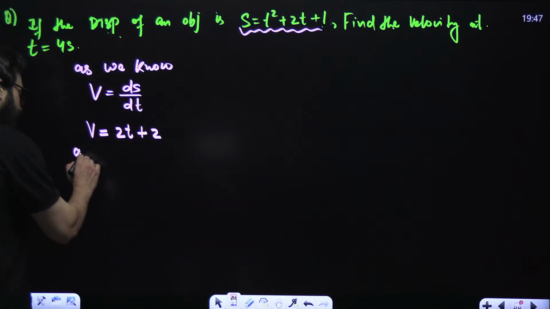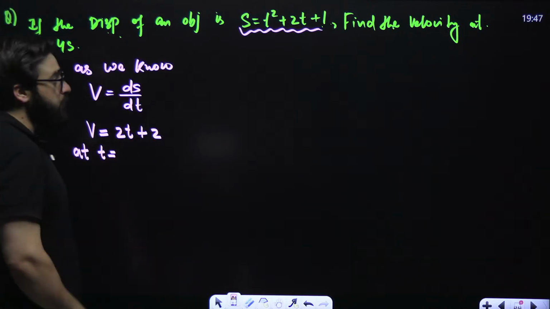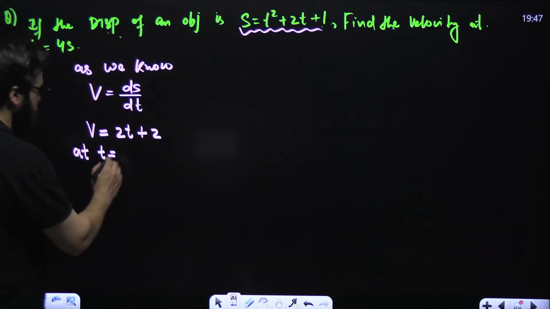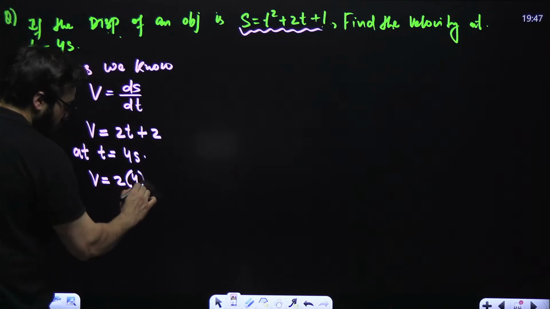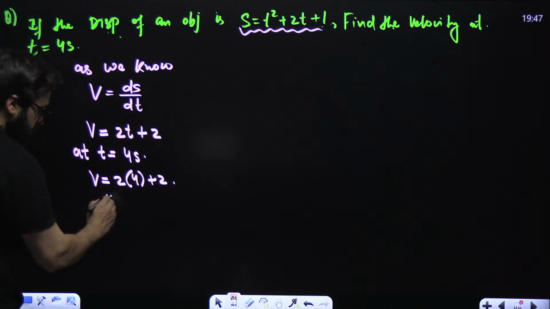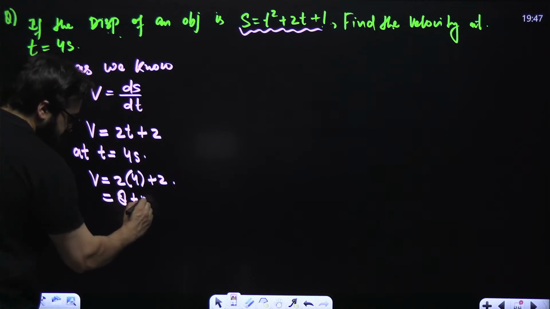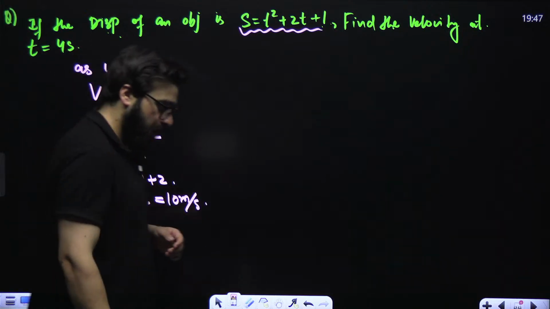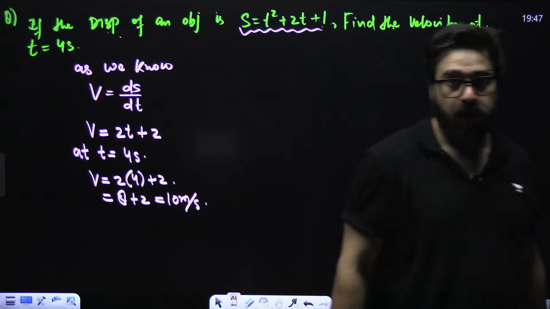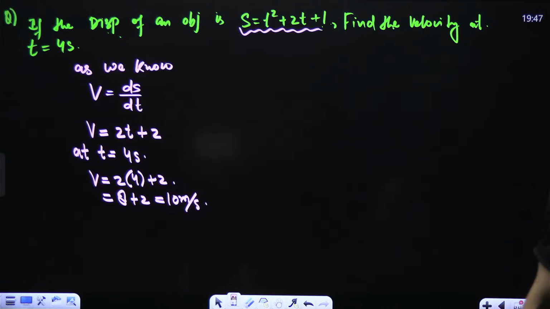Now at t equal to 4 seconds, velocity will be 2 into 4 plus 2. So 2 into 4 is 8, plus 2, and that is 10 meter per second. Is this clear, guys?